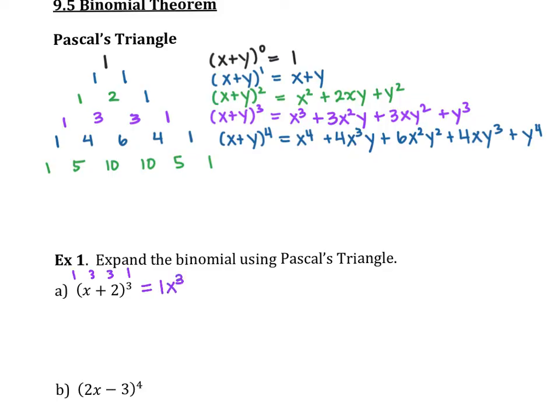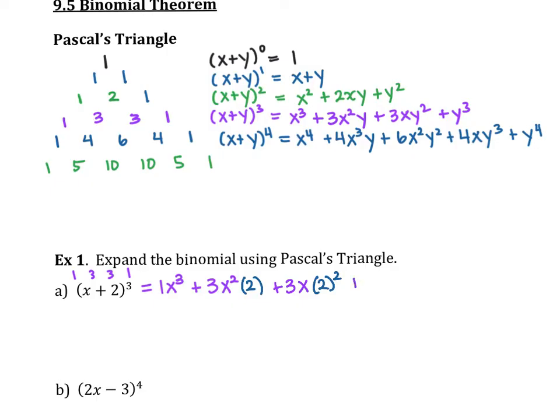Okay, for the next term, let's see, it's going to have a 3. The x is going to go down a degree. And then the second term, which was y before but is now 2, is going to go up a degree. So now the 2 gets introduced. Okay, 1, 3. Next coefficient should be 3. The x is going to go down a degree. The 2 is going to go up a degree.